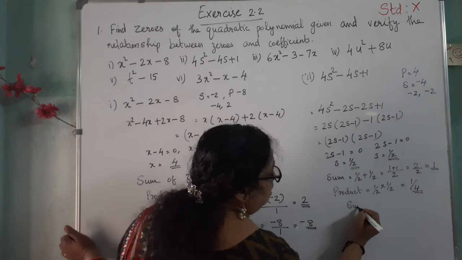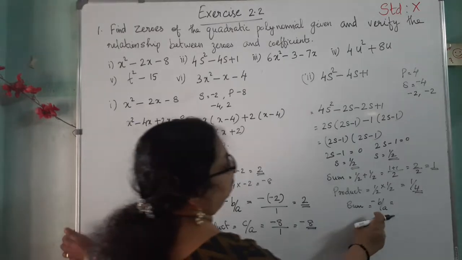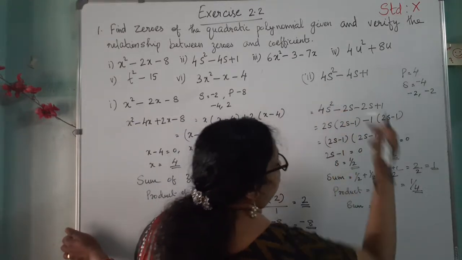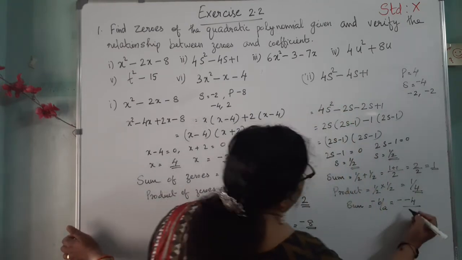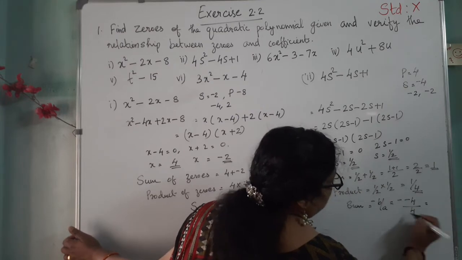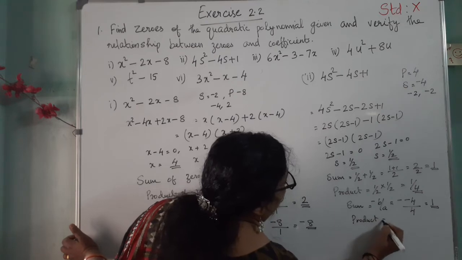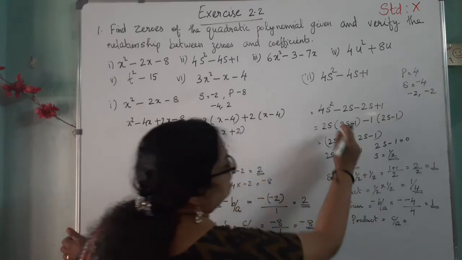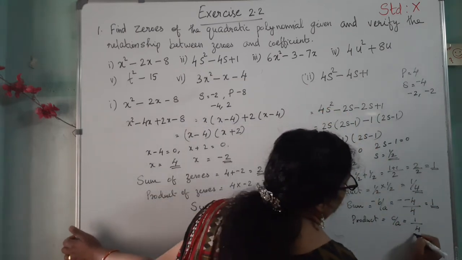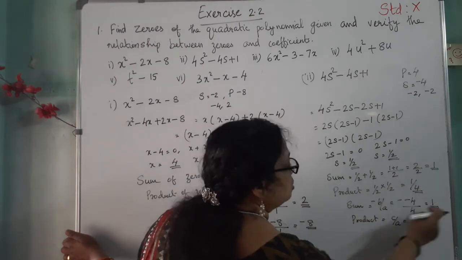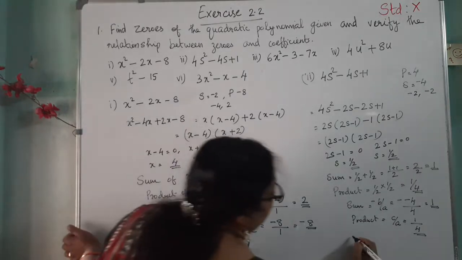Then we know that the sum is equal to minus b by a, that is minus the coefficient of x divided by the coefficient of x square. Here minus the coefficient of x is minus of minus 4, divided by the coefficient of x square, which is 4, that is 4 by 4, 1. Then the product equals c by a, that is the constant term 1 and the coefficient of x square 4, that is 1 by 4. Here the sum is 1, here also the sum is 1. The product is 1 by 4, here also the product is 1 by 4. Hence verified.